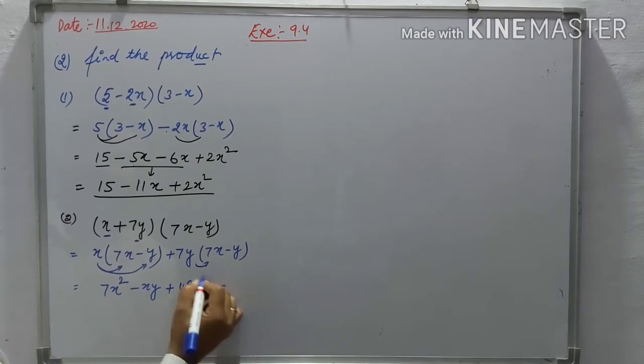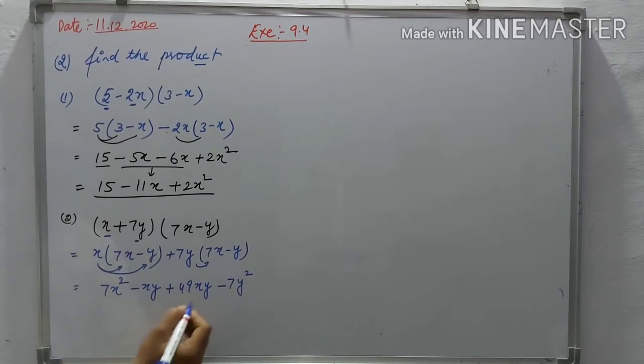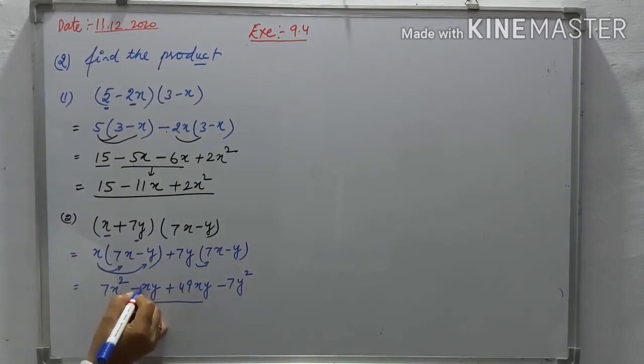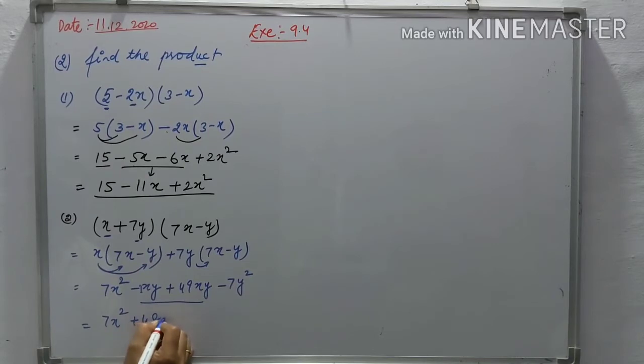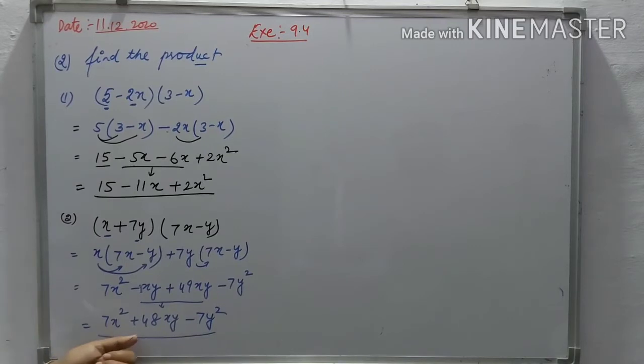After multiplication, we start with 7x square, x multiplied by minus y is minus xy, plus here, 7y times 7x is 49xy, minus 7y square. Again the middle two terms are like terms, xy and xy. Here the coefficient is 1, so we write 7x square plus 48xy, since 49 minus 1 is 48, minus 7y square. The three terms are unlike terms.